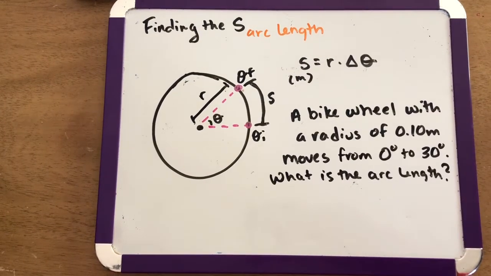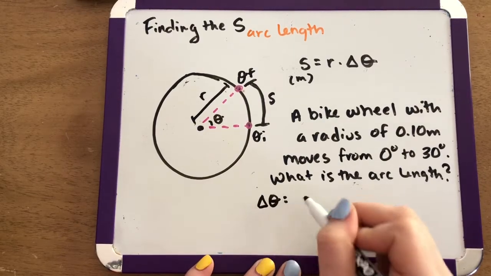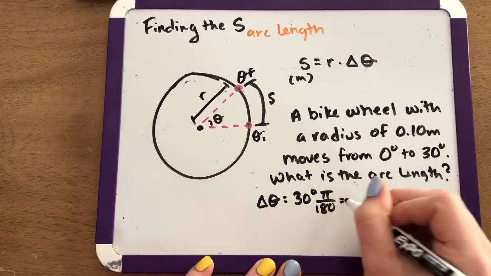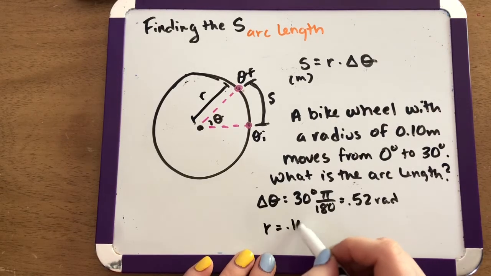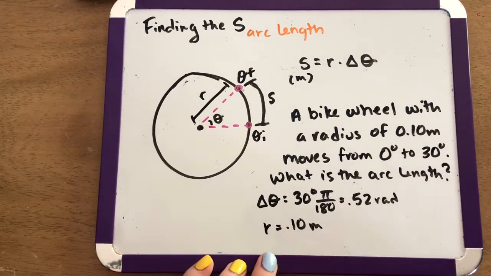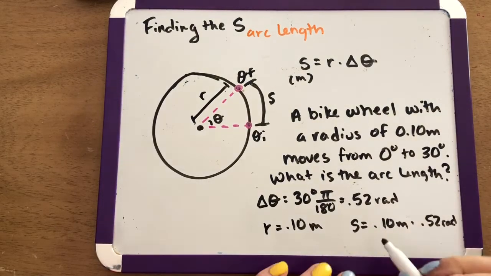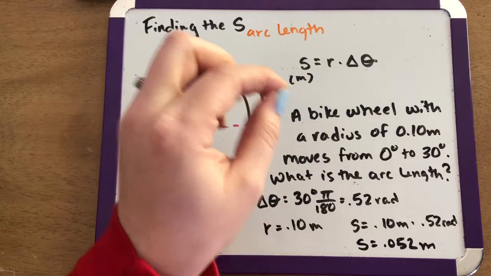So here's an equation to practice all that we've just learned. A bike wheel with a radius of 0.10 meters moves from 0 degrees to 30 degrees. What is the arc length? Our change in displacement will be 30 minus 0 degrees, which gives us 30 degrees. Now we got to convert that to radians, so multiply by pi over 180. So that's 0.52 radians. And our radius is 0.10 meters. So just plug these into the equation, which is 0.052 meters, which is the distance traveled along the circular path.